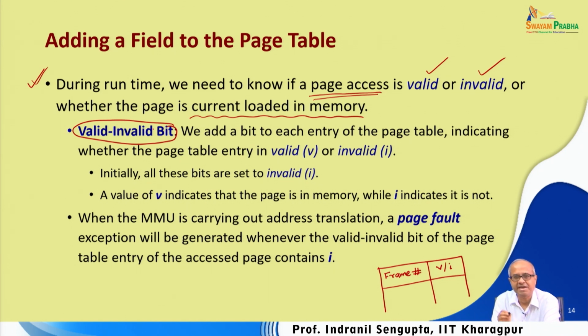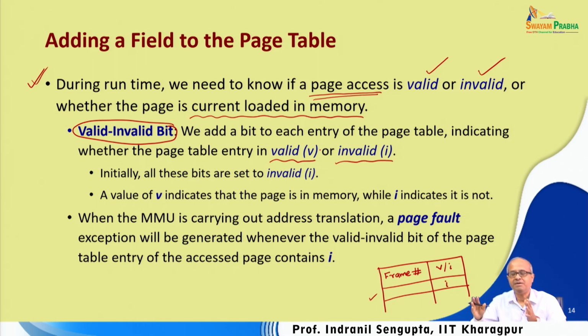This bit indicates whether the corresponding page table entry is valid or invalid. If it is marked as invalid, it means the page is currently not in memory. As I said, here I am denoting it as V and I, but in actual implementation V can indicate 0 possibly and I can indicate 1, or the reverse.